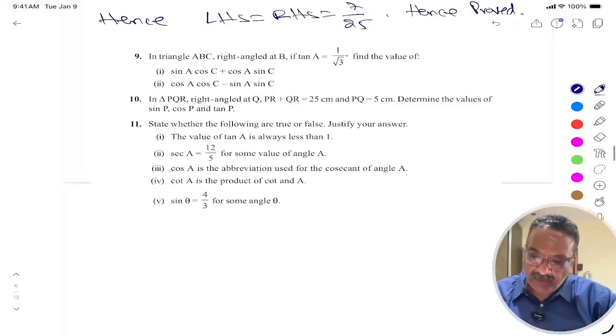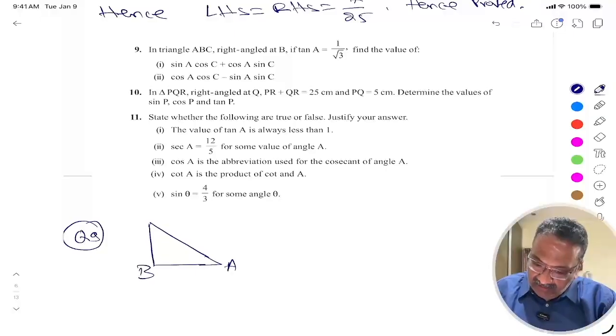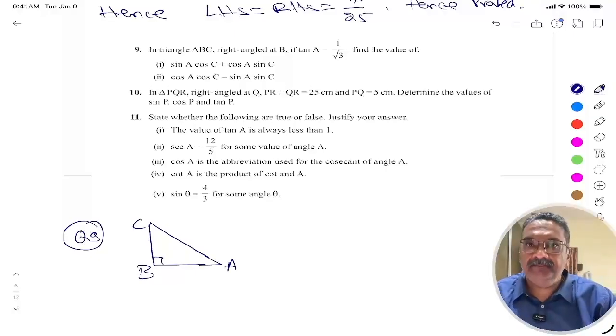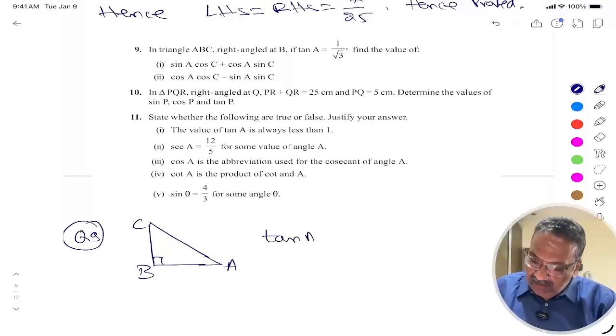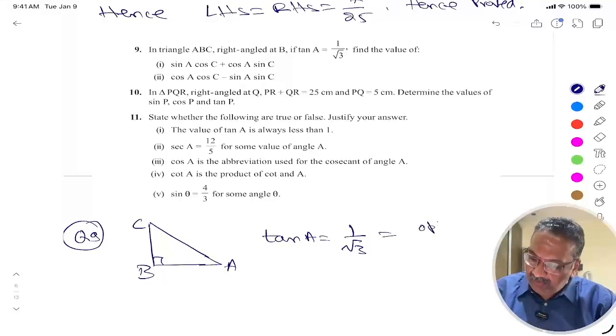Okay, next we have question number 9. In a triangle right angled at B. So we have a triangle right angled at B. They have given tan A is equal to 1 by root 3. So we have to find sin A cos C plus cos A sin C. Tan A is opposite by adjacent. So opposite will be 1, and I will take AB adjacent as root 3.